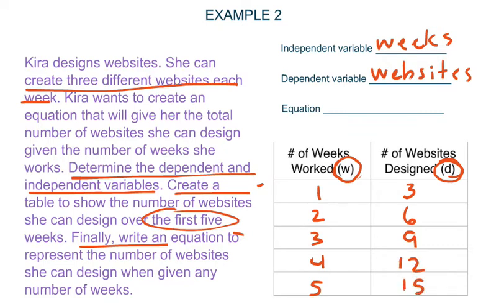Now is where it comes in, where we want to know what's that equation that's going to give us no matter how many weeks. If I want to know how many she makes in 12 weeks, what's the equation to figure that out? Well, first I have to look at the example. Let's see. If I did 1 times 3, that would give me 3. 2 times 3 is 6. 3 times 3, I think I'm coming up with a pattern, because she has 3 different websites each week.